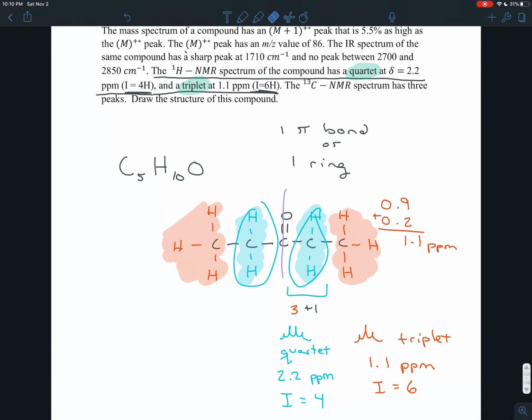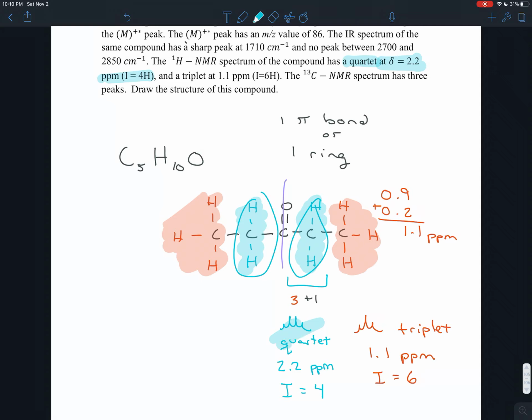Now let's check to see if this matches with the data they give us for the proton NMR. At first, it says we have a quartet. The quartet has a shift of 2.2 parts per million and an integration of 4. Then it says we have a triplet at 1.1 parts per million, integration of 6.